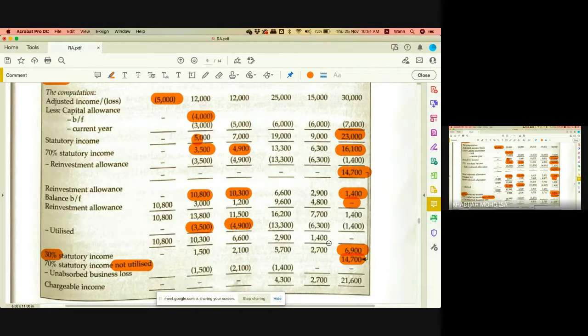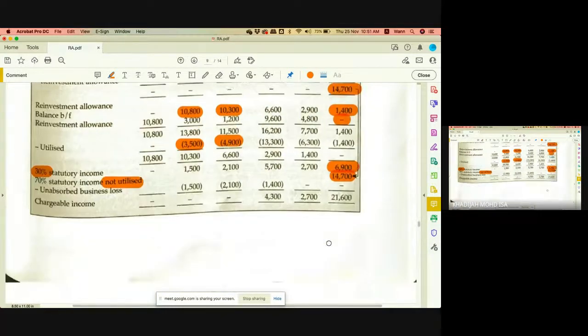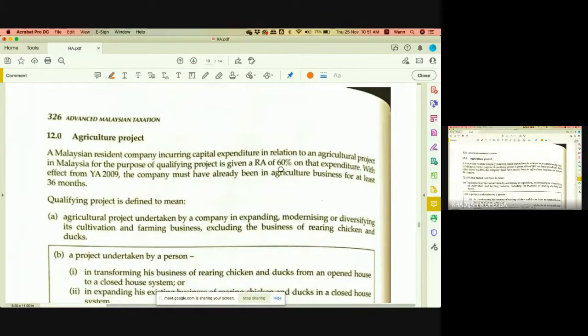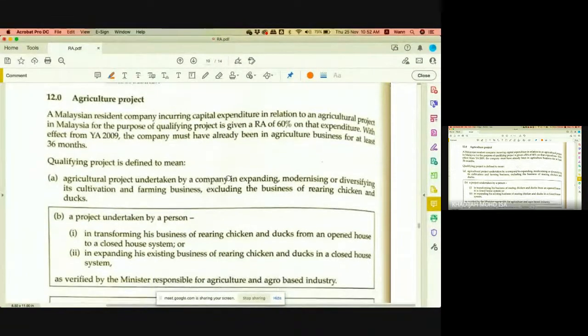So again, the computation is the same as your investment tax allowance. All right. Page 9. And then we have agriculture. Remember that just now reinvestment allowance is eligible for manufacturing company and agriculture project. So this part is actually the second part of the reinvestment allowance that looks into agriculture project. So the qualifying agriculture project is the same where you say that 60% of the expenditure is set off against 70%. And the company must be at least 36 months. So this is the general requirement.